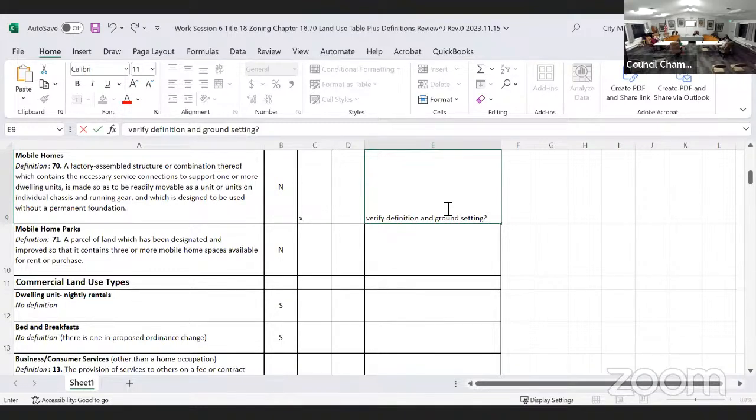On that note, would RVs fall under this mobile home definition, or is that considered different? Those are considered different. Those are recreational vehicles. Okay, that's a whole another animal. Good, because I can foresee people wanting to park those in their driveways.